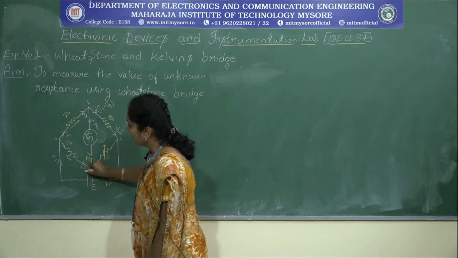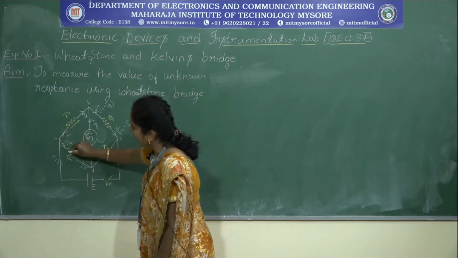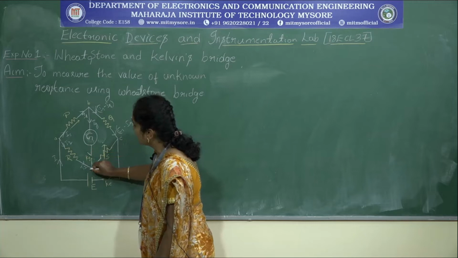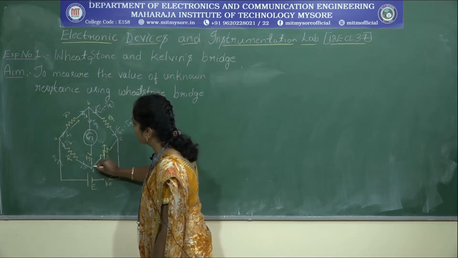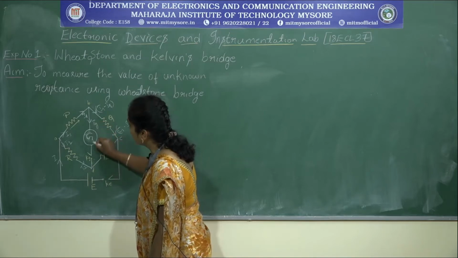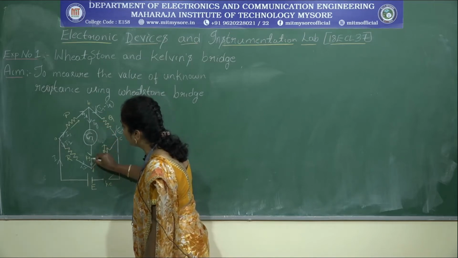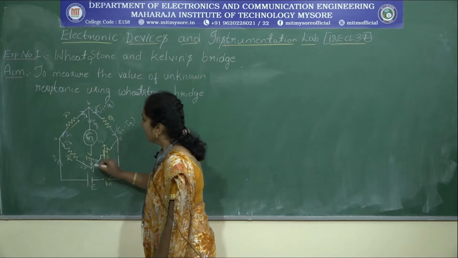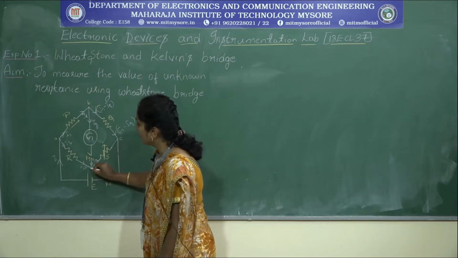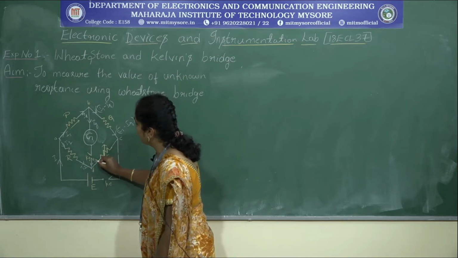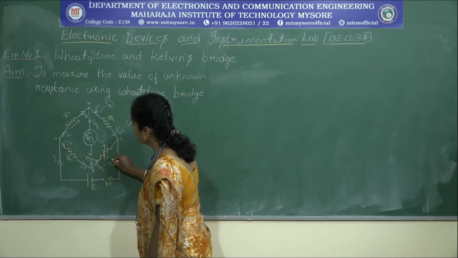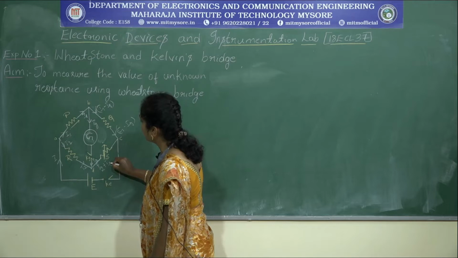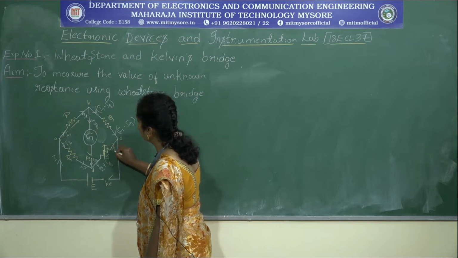At the same time, coming to this end, we have the I2 here. This Ig comes to this point as Ig, and this Ig and I2 are added, and it flows here as I2 plus Ig. The same I2 plus Ig comes here.